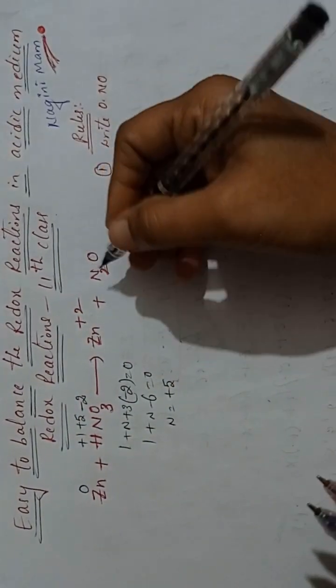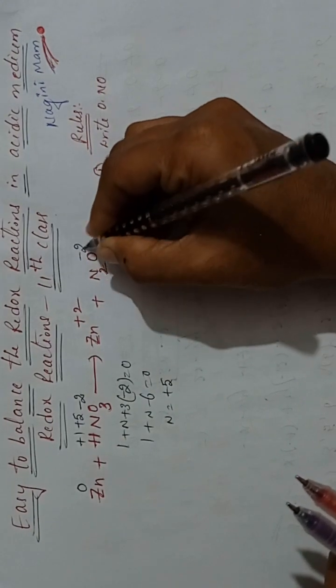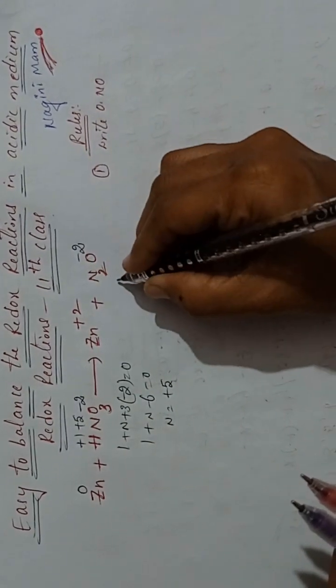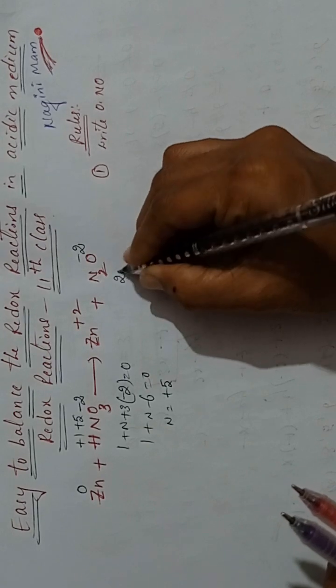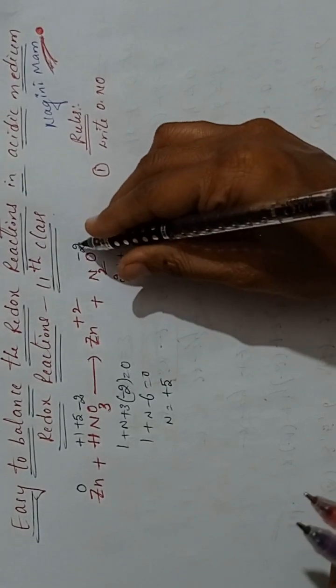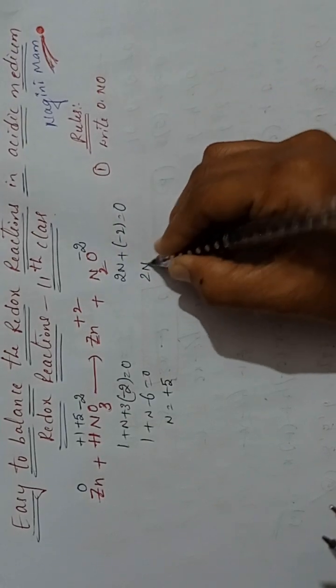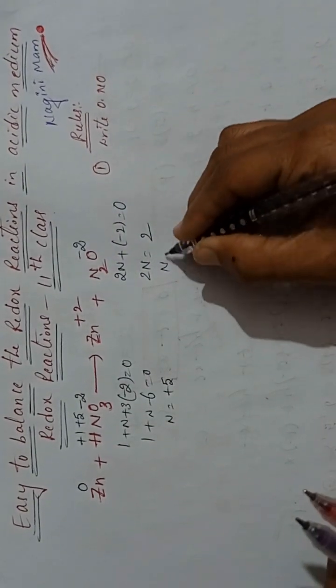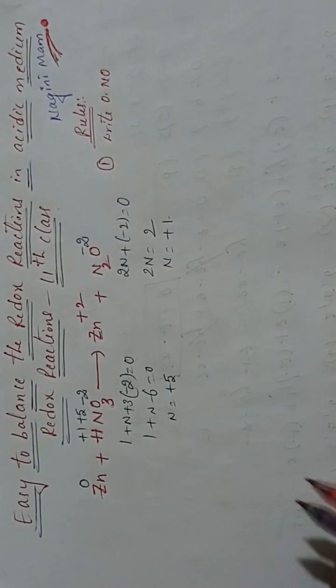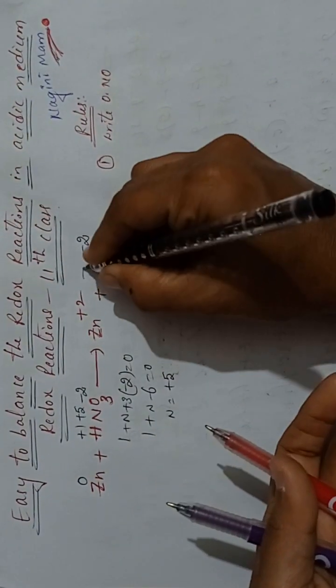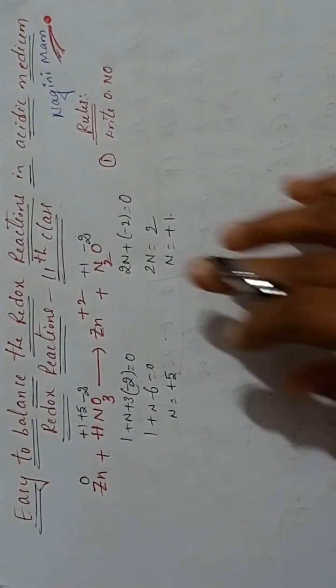And in N2O, the oxygen oxidation number is minus 2. Nitrogen is how much, students? Here 2N plus oxygen, minus 2, is equal to 0. Then 2N is equal to 2. N is equal to plus 1. So the nitrogen oxidation number is plus 1, students. Are you clear how to find it?